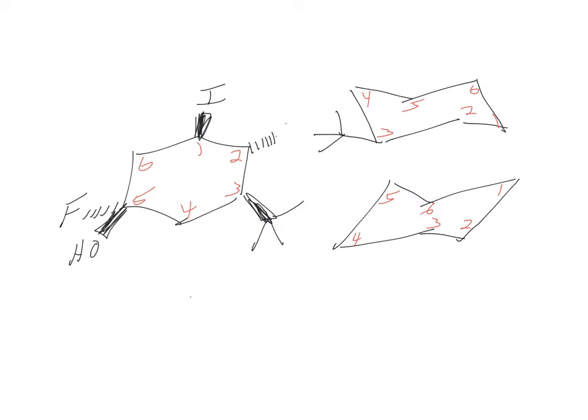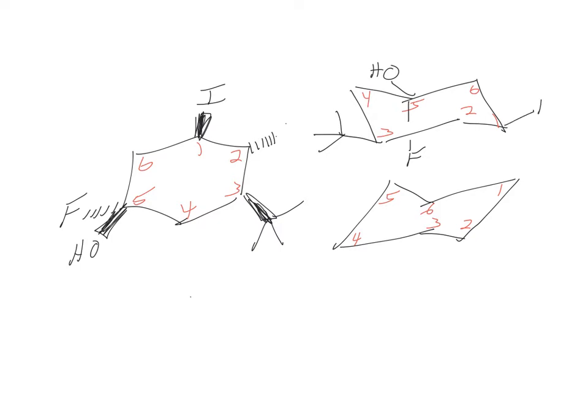What's on carbon 4? Nothing we need to worry about. Carbon 5, where's the OH? Is it up or down? Up, so it's going to be what position? Equatorial. And the fluorine is going to be down, and it's going to be axial, kind of like behind the whole thing there. Carbon 6 doesn't have anything. Carbon 1 has iodine. Is iodine up or down? Up, so it's going to be equatorial.